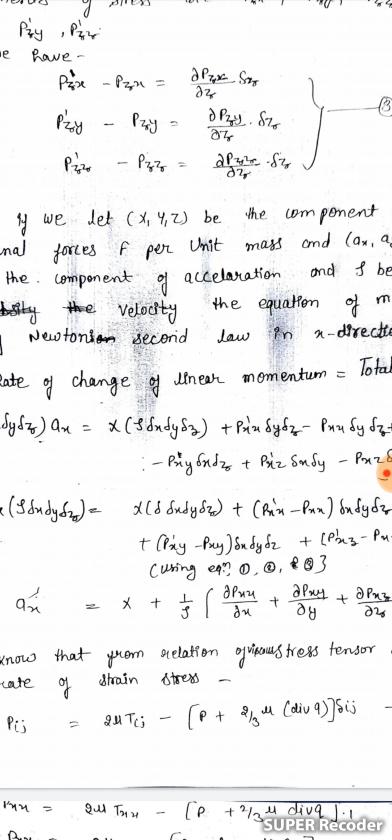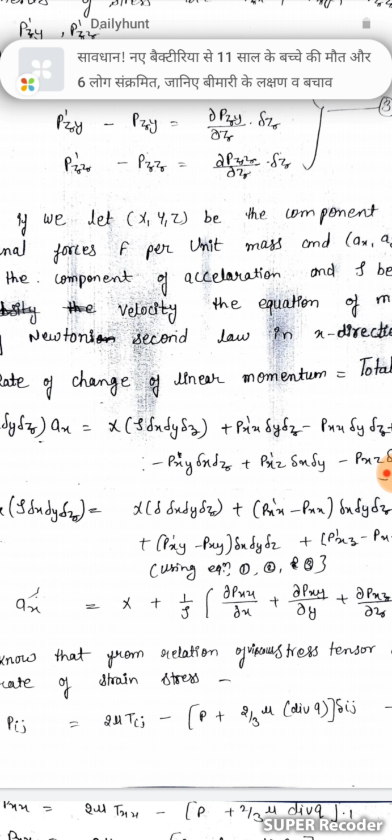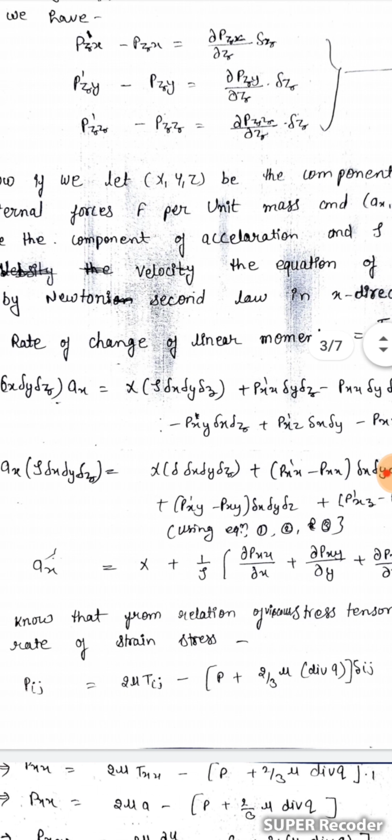Now let capital X, capital Y, capital Z be the components of external force F per unit mass, Ax, Ay and Az the components of acceleration, and rho the density. Then by Newton's second law, the rate of change of linear momentum is equal to the total force. So rho delta x delta y delta z into Ax is equal to X into rho delta x delta y delta z plus P'xx delta y delta z minus Pxx delta y delta z plus P'xy delta x delta z minus Pxy delta x delta z plus P'xz delta x delta y minus Pxz delta x delta y. This is our equation.